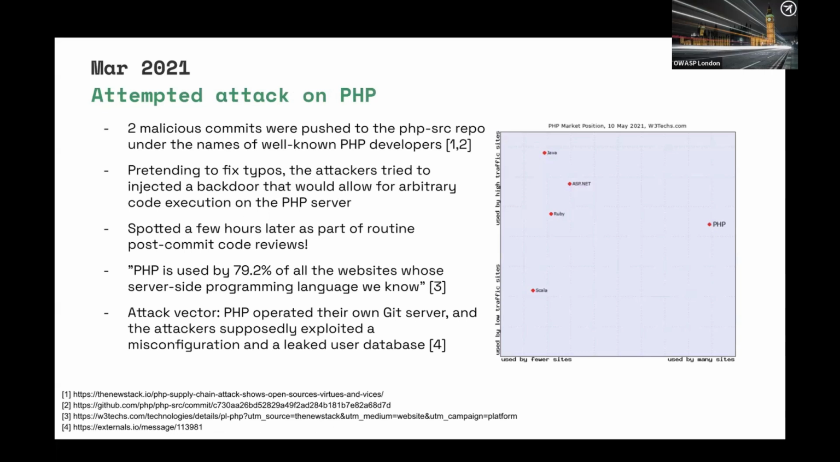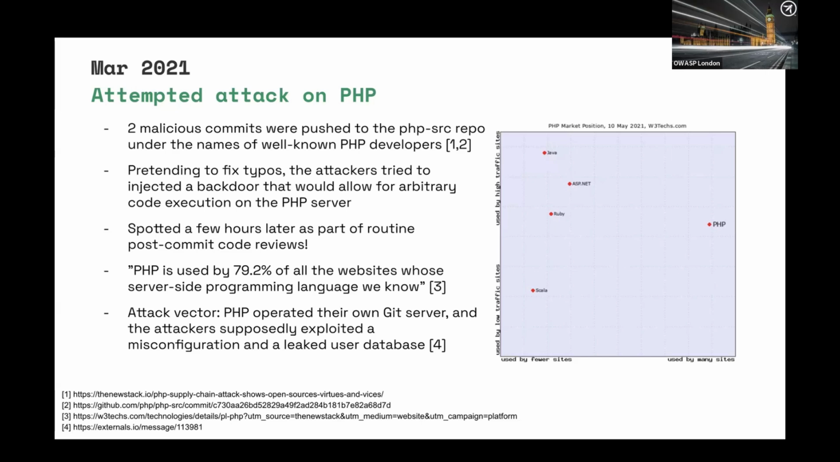A couple of years later, this is March 2021, an attempted attack on PHP. So this luckily didn't work out. There were 2 malicious commits noticed in the source code repository of PHP itself. The commit messages pretended to fix some typos. But in fact, what it did is it injected a backdoor that for a given HTTP header, it would extract a substring from the header and would run this command on the server running this infected PHP server.